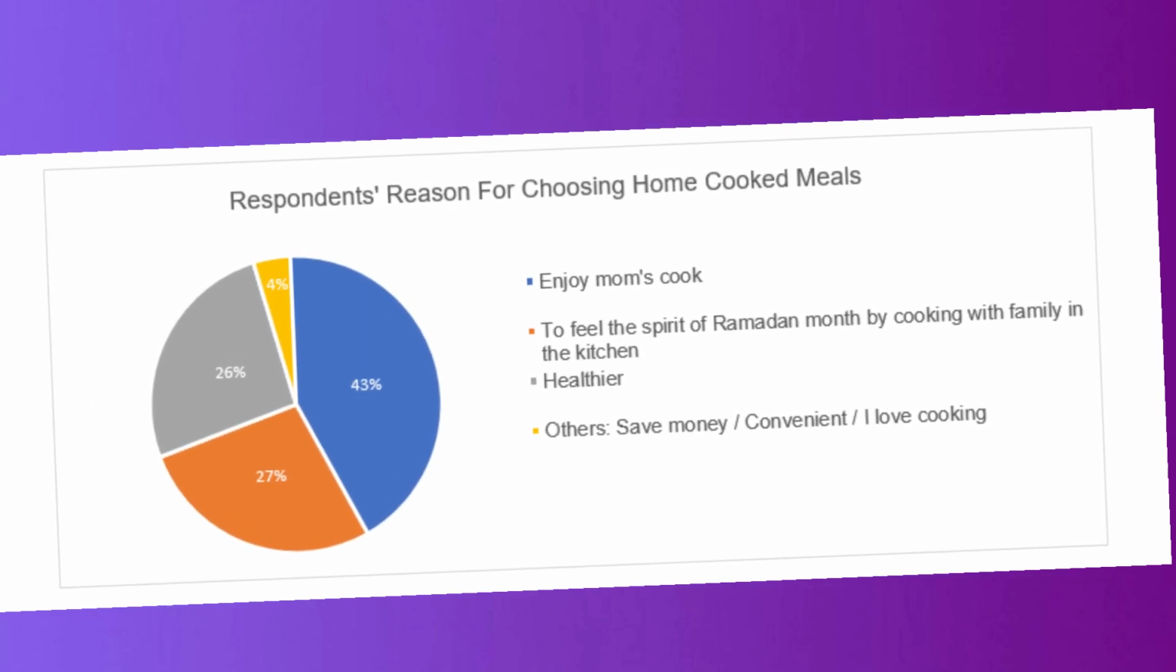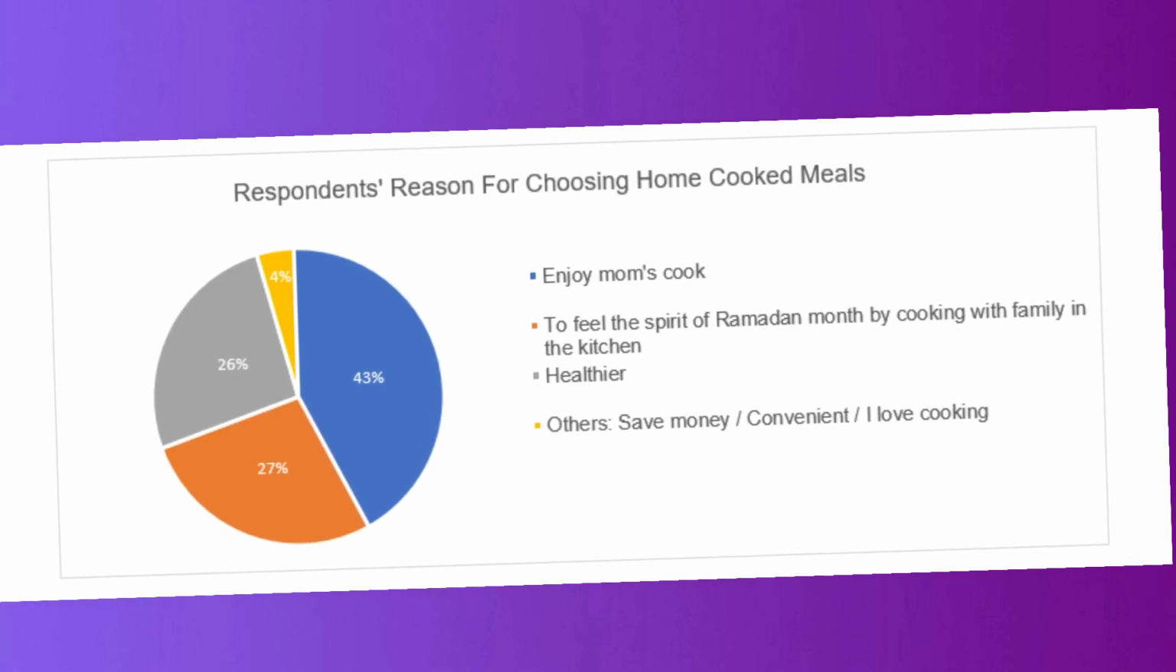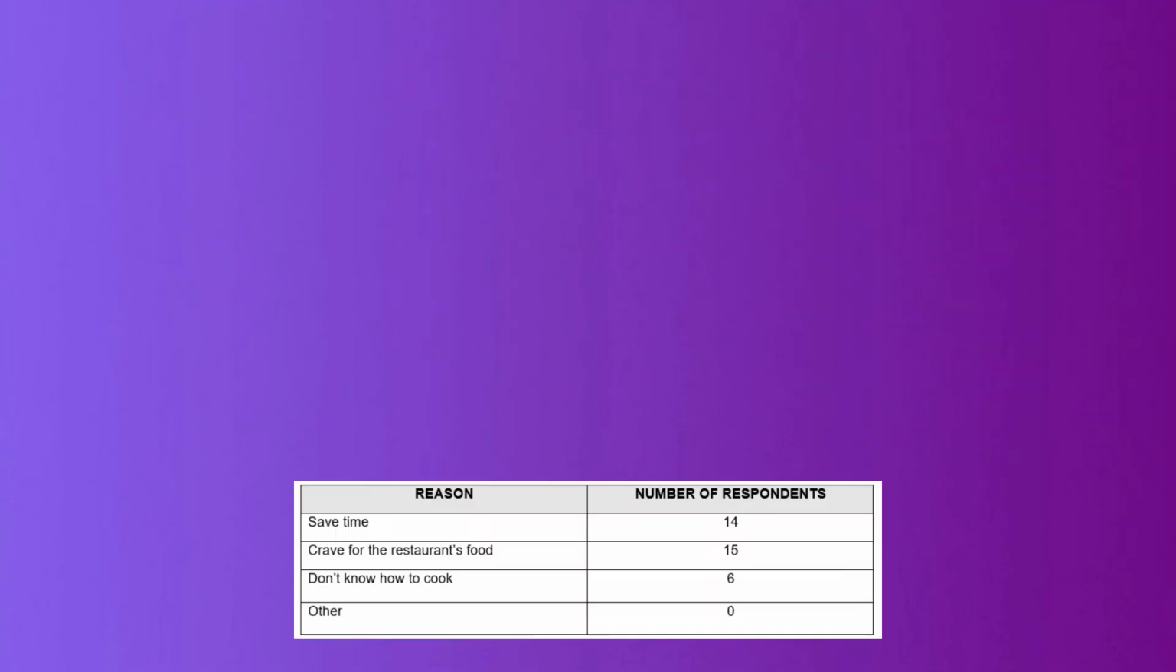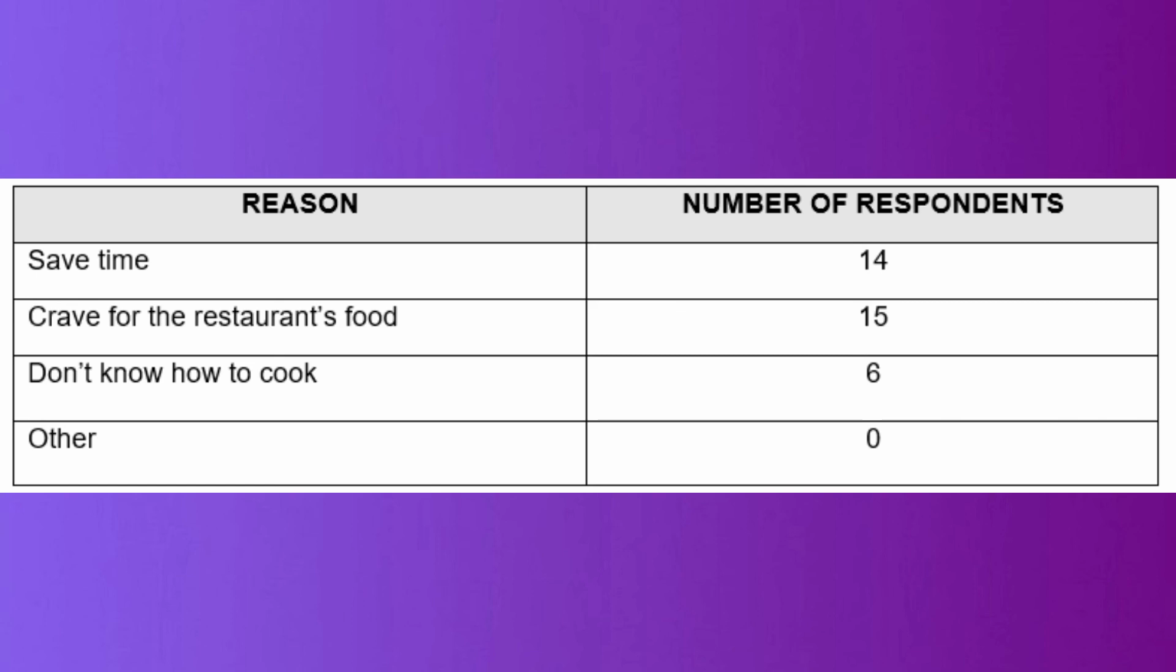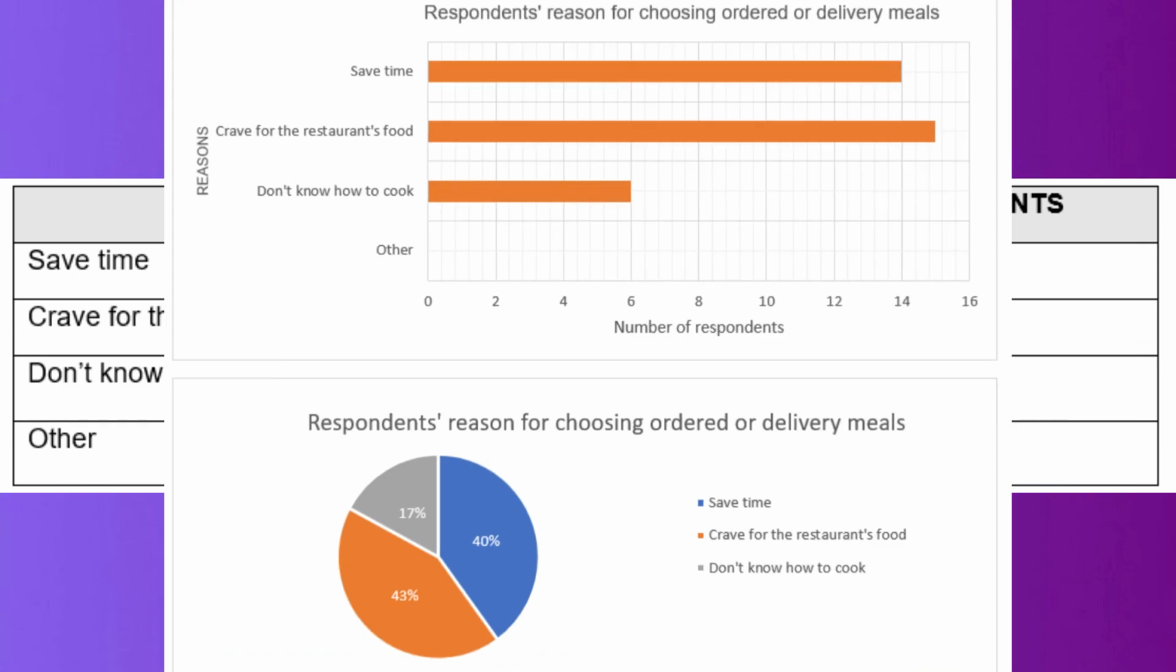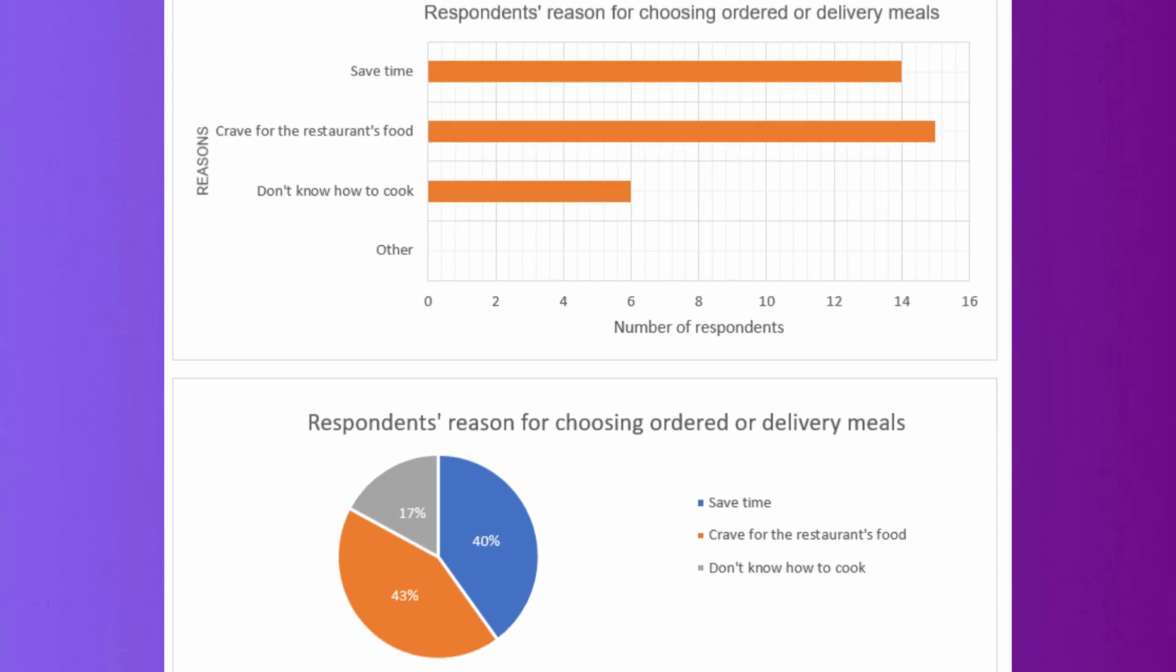For meals that can be ordered or delivered, the frequency distribution table shows that 14 students chose the reason of save time. 15 of them chose crave for the restaurant's food. The other 6 shows that they don't know how to cook. The bar chart shows the reason they choose meals that can be ordered or delivered based on the number of respondents. To summarize, there are 43% of them chose save time as a reason, 14% chose crave for restaurant's food, and 17% chose they don't know how to cook.